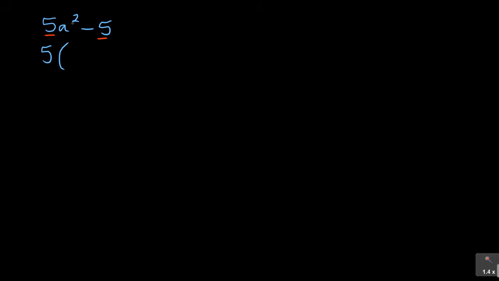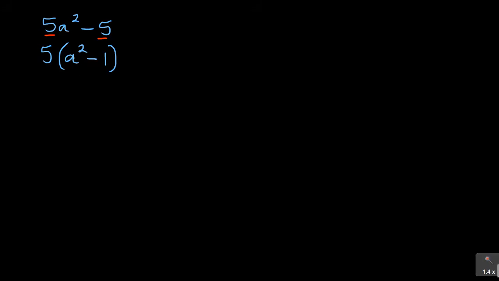Now 5 into 5a squared. If you close that, you see that if you hide 5a squared, you are left with a squared. So I've got a squared minus, now 5 into 5 will give you a 1. So I'll get a 1 there. That's what I've done by factoring out 5.